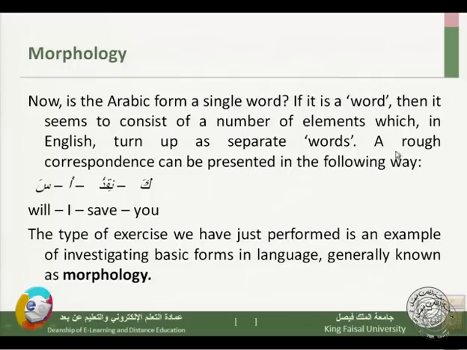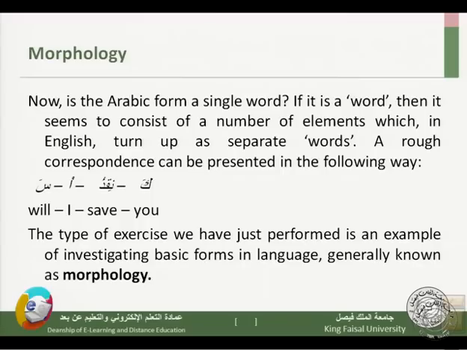So the word: sa is "will," a is "I," naqada is "save," ka is "you." If we arrange them in the appropriate way, and I wrote it on purpose from left to right, سأنقذك becomes "will I save you," but it's not in the interrogative form, it is the affirmative form: I will save you.